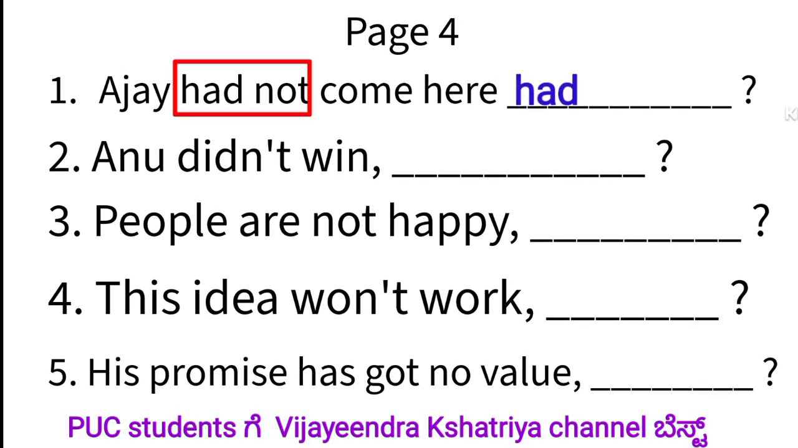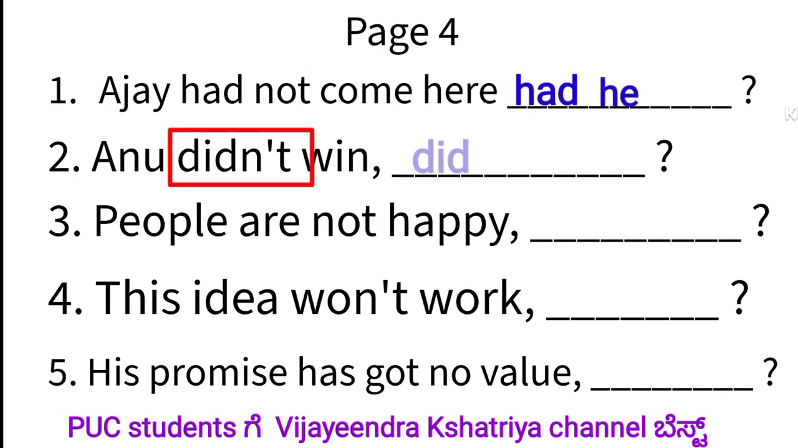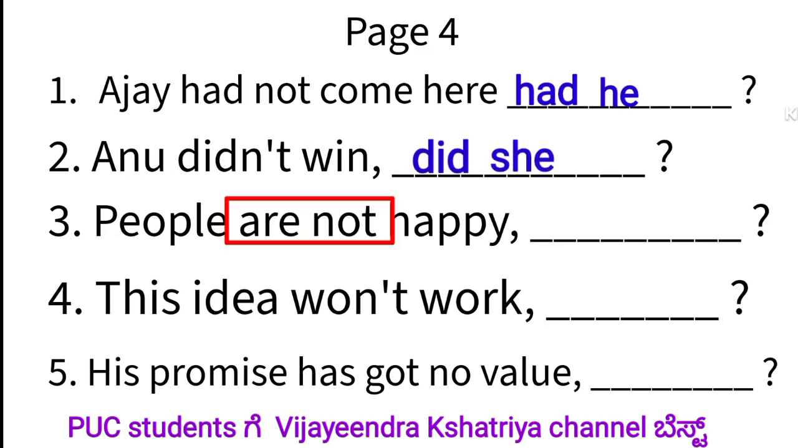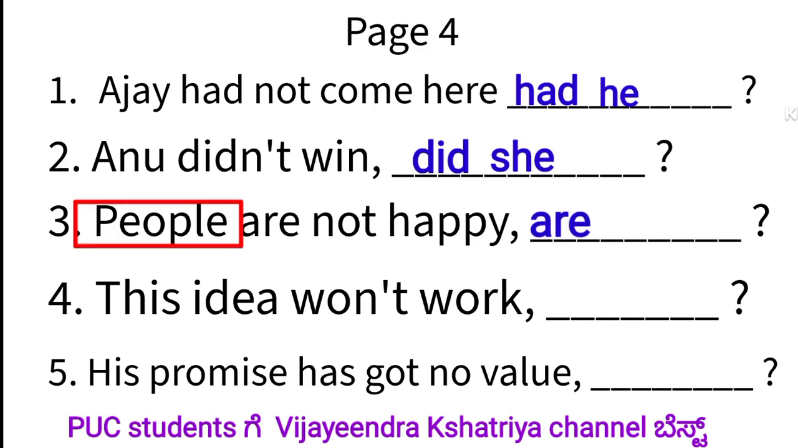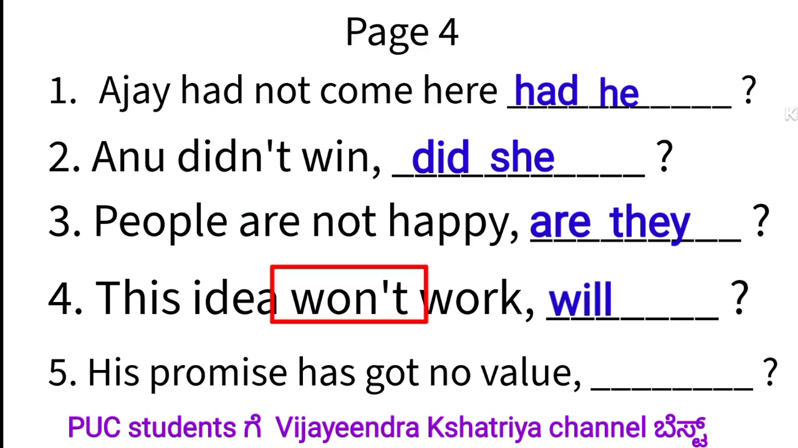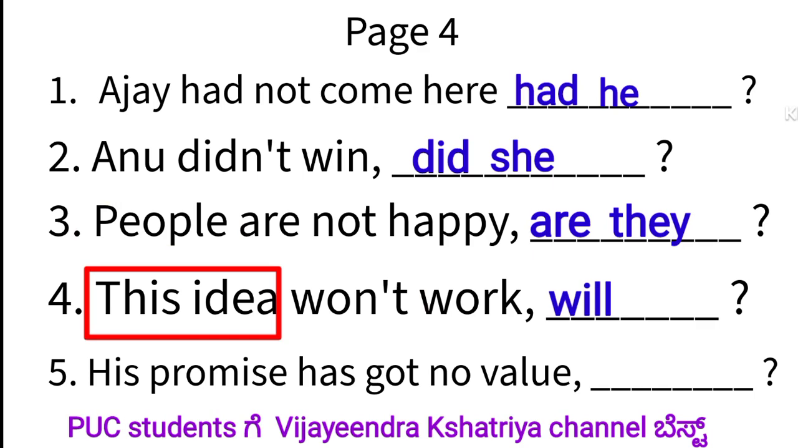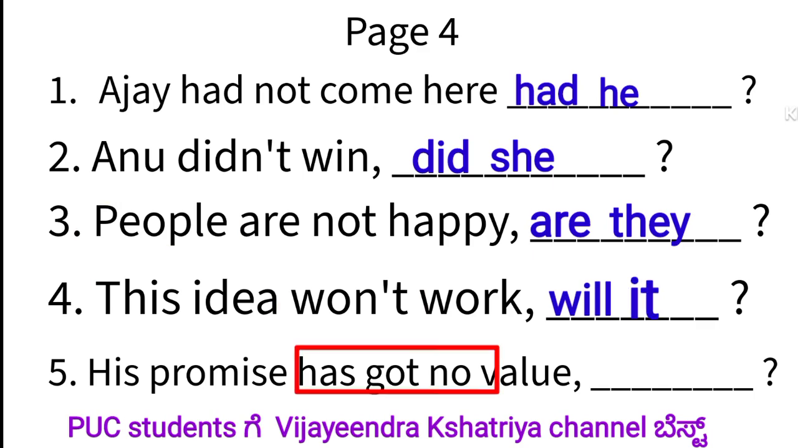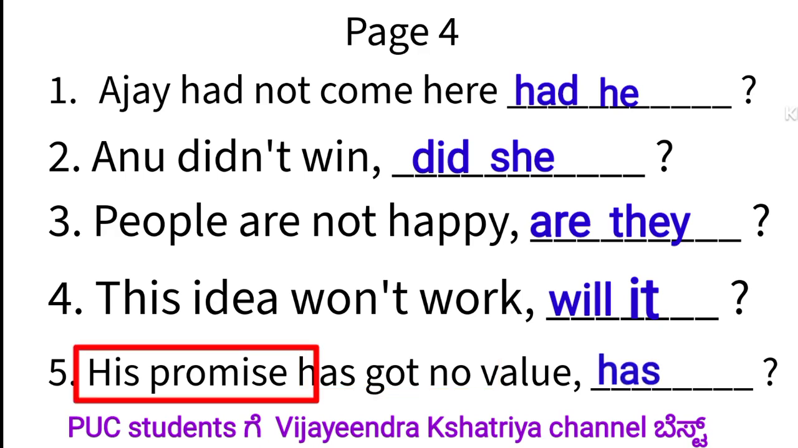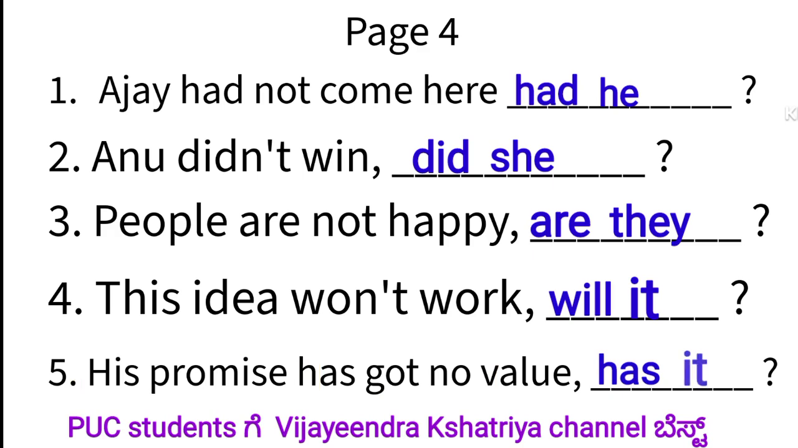This had not will become had. Ajay will become he. Didn't will become did, and Anu will become she. Are not will become are, and people becomes they. Won't will become will, and the subject this idea becomes it. Has got no will become only has, and his promise will become it. Now pause the video here and read all the sentences once.